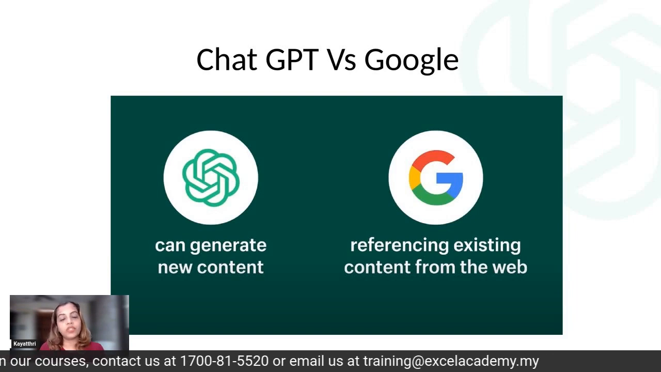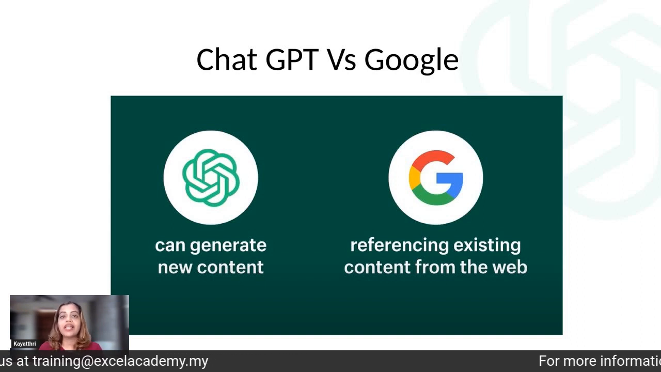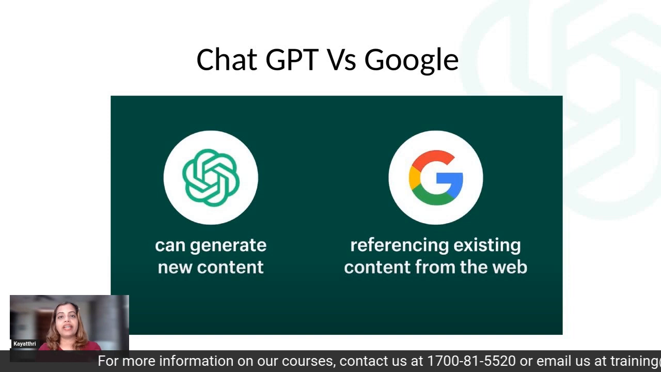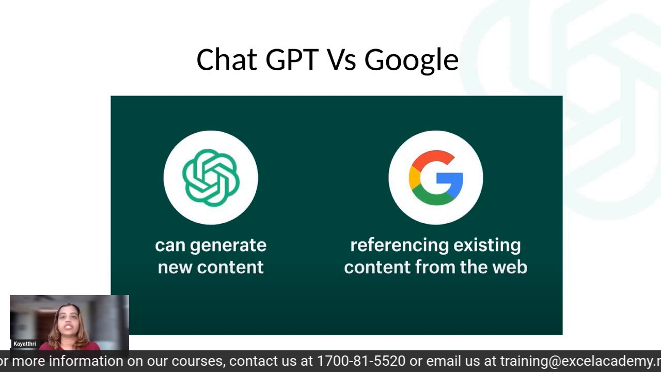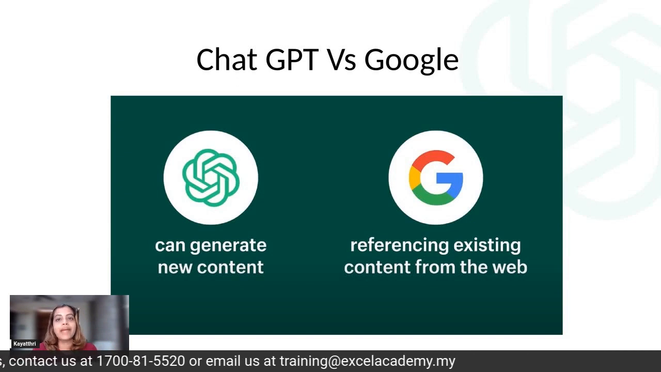However, if I post the same question on Google, it doesn't give me a direct answer, but it will tell me the websites that might have this answer. So again, the keyword there is website, right? ChatGPT doesn't have all that. It just gives you the direct answer to the question that you ask. So that is one of the main differences.